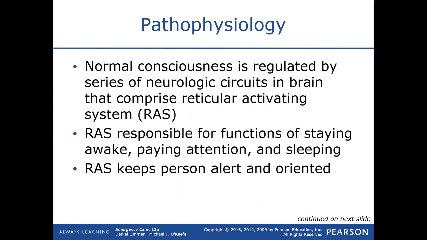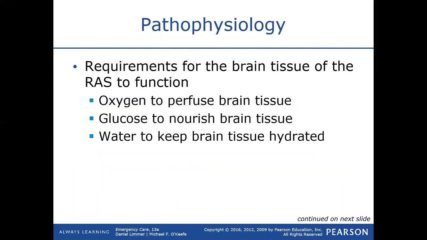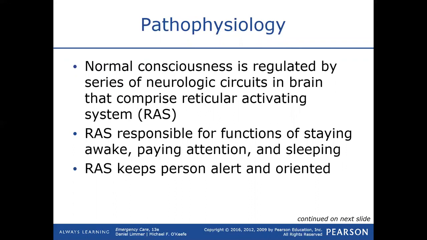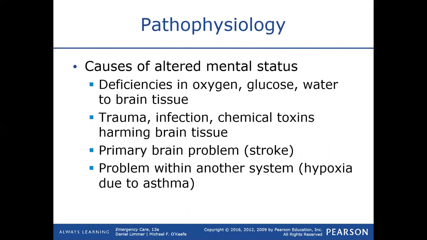So if you look at these things, we know that there is a system called the reticular activating system that is responsible for the functions of the brain and basically acting normal. And for that system to work properly, we need oxygen, glucose, and water.